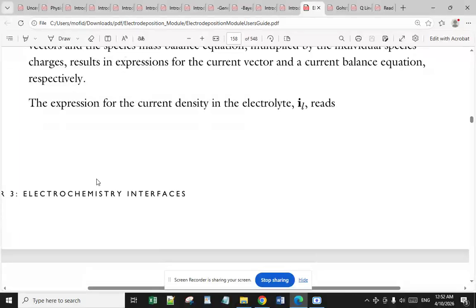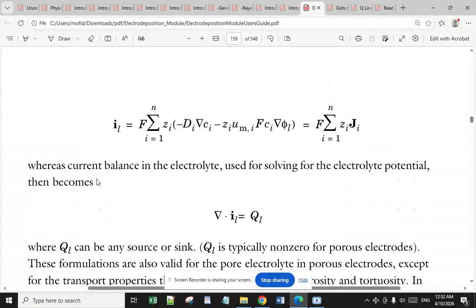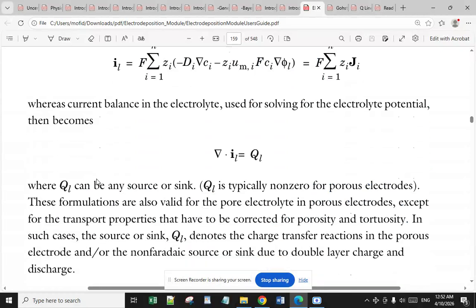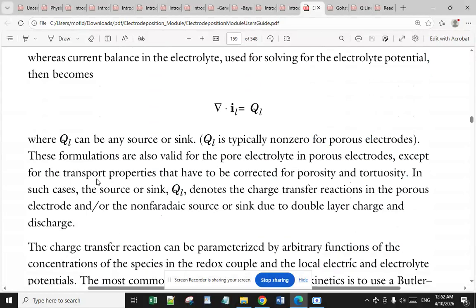The expression for the current density in the electrolyte i_l reads as the blue formula, whereas the current balance in the electrolyte used for solving for the electric potential then becomes as follows, where Q_l can be any source or sink. Q_l is typically non-zero for porous electrodes. These formulations are also valid for the pore electrolytes in porous electrodes, except that the transport properties have to be corrected for porosity and tortuosity. In such cases, the source Q_l denotes the charge transfer reactions in the porous electrode, and/or a non-Faradaic source or sink due to double layer charge and discharge.